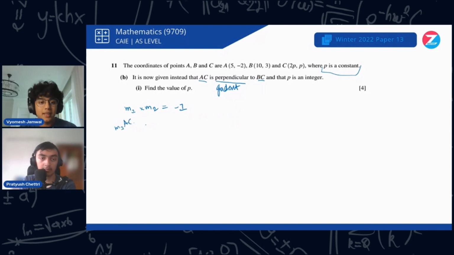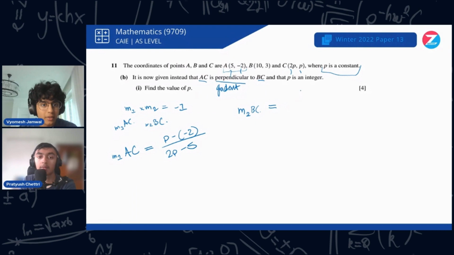So the gradient of AC is going to be, the points of AC, let's see, P minus minus 2, and then divided by 2P minus 5. And then for the other gradient, that is BC, it's going to be P minus 3 divided by 2P minus 10. So there we have it. We have two equations now. We could also simplify the AC one to be P plus 2 upon 2P minus 5, to just simplify the signs.